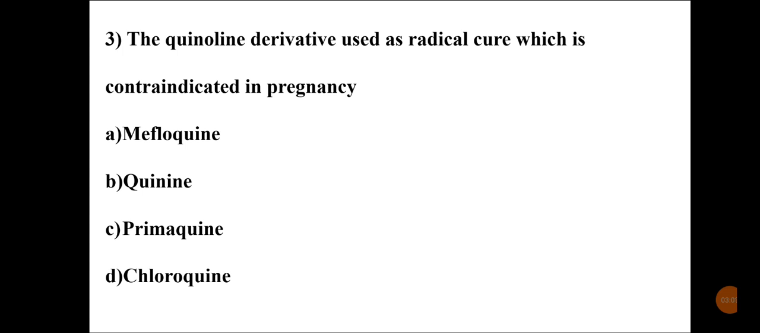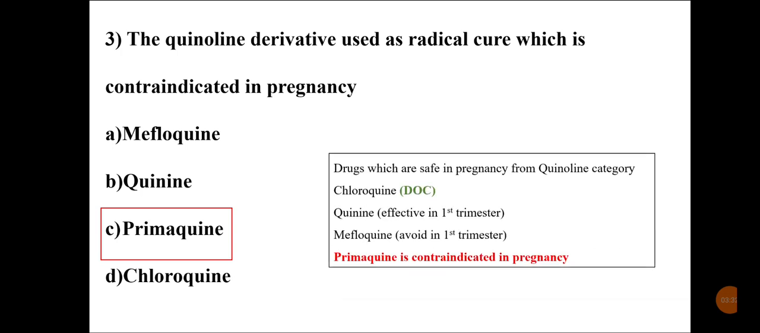Then the third question: the quinoline derivative used as a radical cure which is contraindicated in pregnancy. Just recently we have seen that only one drug is used in the radical cure, right? Let's see the options: mefloquine, quinine, primaquine and chloroquine. Previously we saw which drug is used for the radical cure, and that is primaquine, right? And it is also contraindicated in pregnancy.